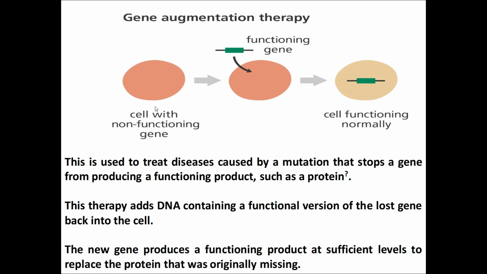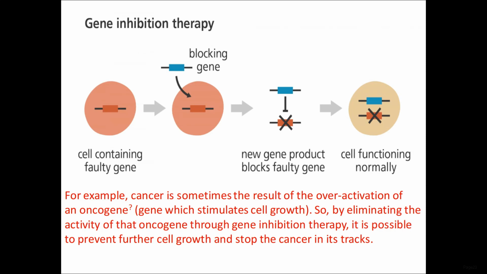Here we can see the cell with a non-functioning gene into which a functioning gene is inserted. Because of it, this gene will express or produce a functional protein that will cure the disease. So this therapy adds DNA containing a functional version of the lost gene back into the cell. The new gene produces a functional product at a sufficient level to replace the protein that was originally missing in the cell. The second type is called gene inhibition therapy.